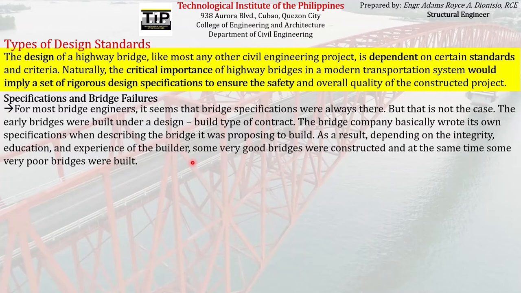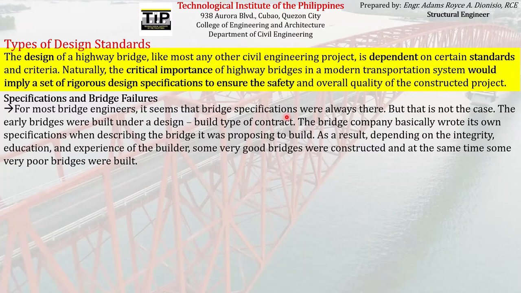So today, in this modern time, we design highway and bridge structures with the guiding principles coming from the different design standards that we usually refer to. But before, in the past, most bridge engineers built highway and bridge structures without the aid of the specifications that help us to design and build today. So in those previous times, it was solely a design build type of contract that was happening on those highway and bridge structure projects.